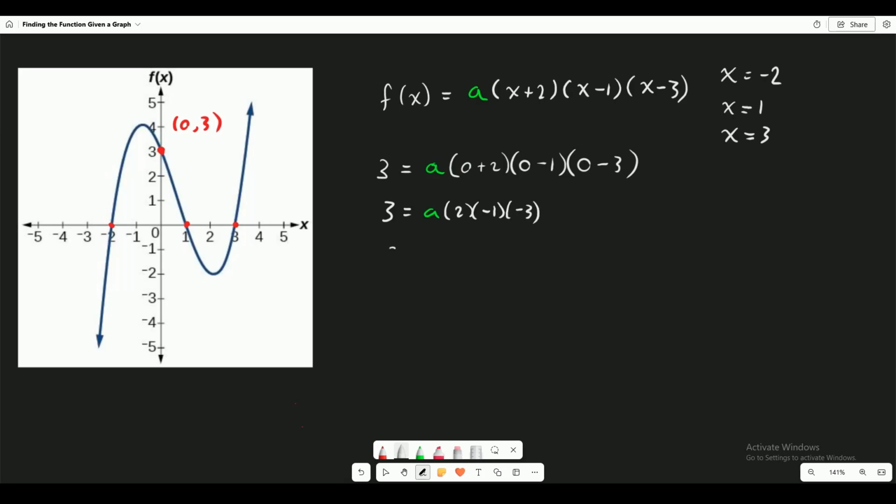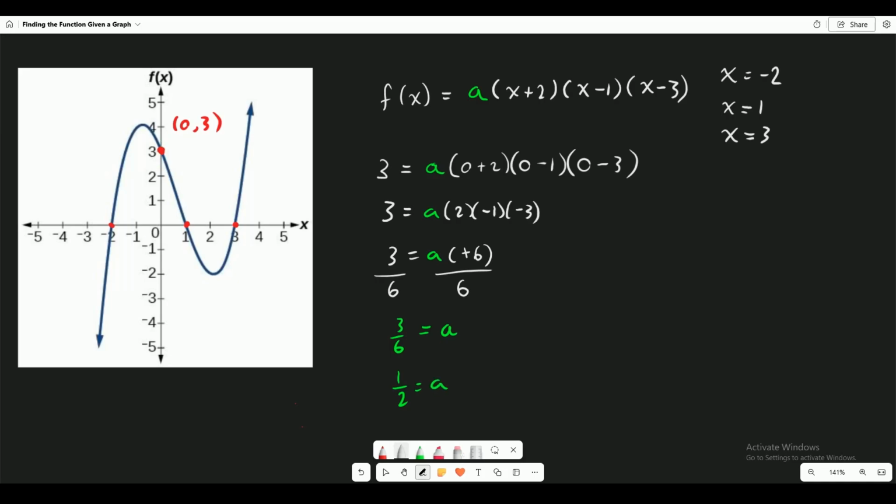Let's keep going. 3 is equal to a, well, 2 times -1 is -2. -2 times -3 is positive 6. Right? Negative times negative is positive. So we end up with a positive 6. So now we have to divide by 6. And we finally get our a value. a is equal to 3 over 6. But that reduces to 1/2.